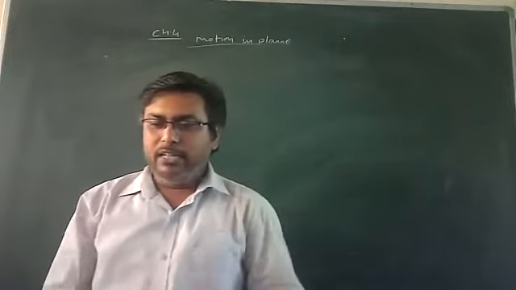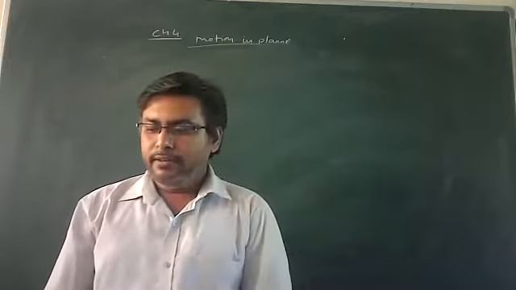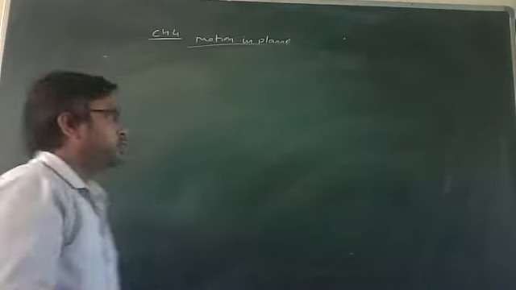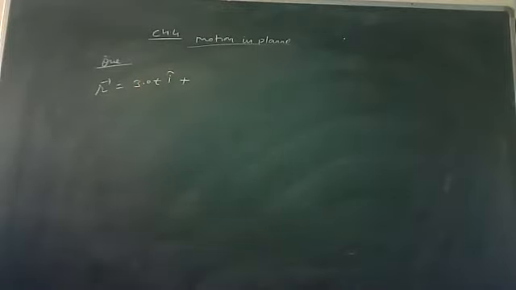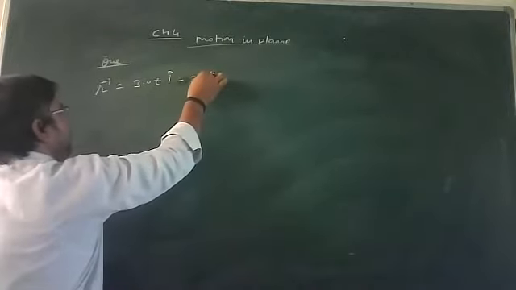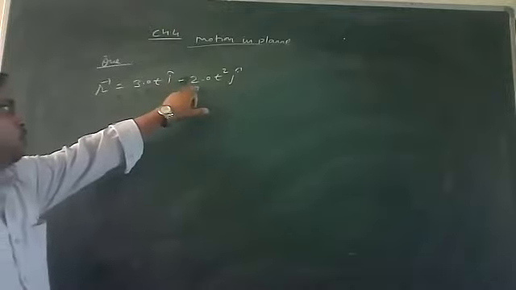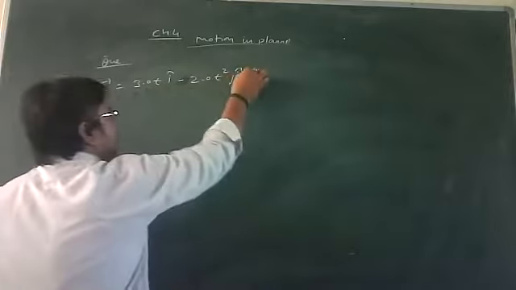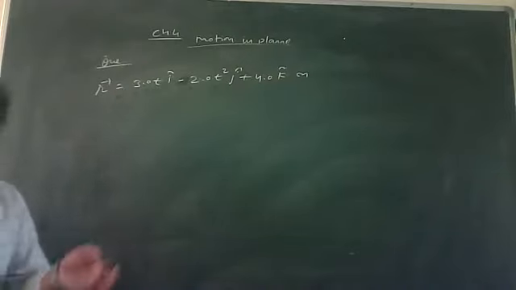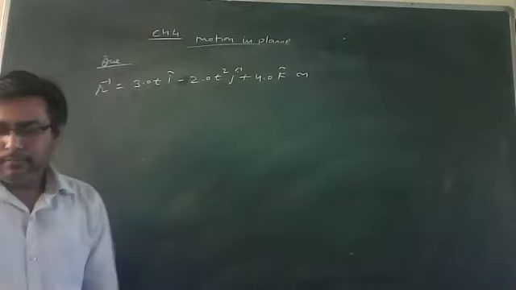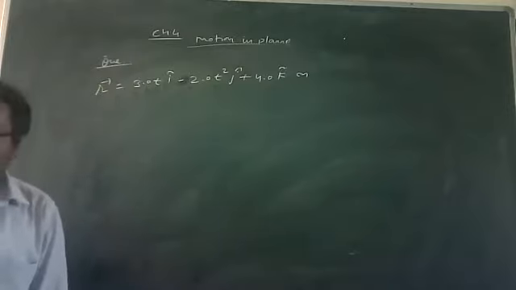Okay, now we are beginning with numericals on motion in two dimensions. To write the first question: the position of a particle is given by r vector equals 3.0 t i cap minus 2.0 t square j cap plus 4.0 k cap meter, where t is in seconds and the unit of r vector is in meters.